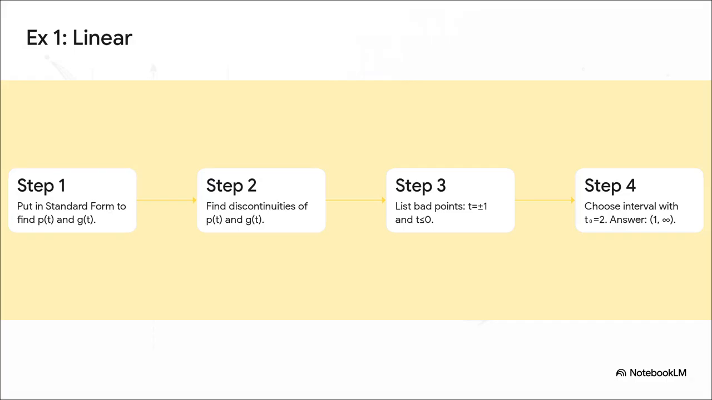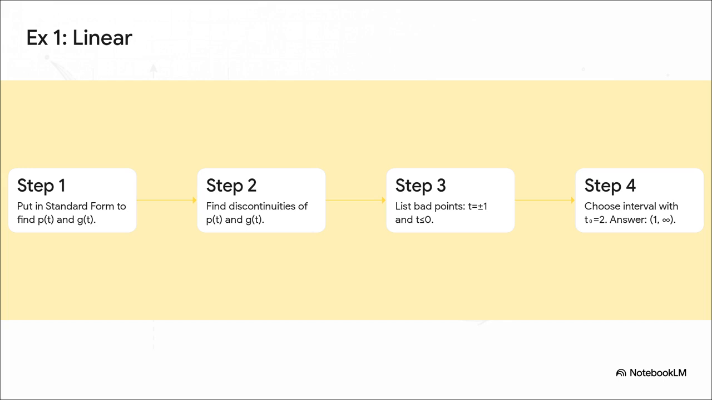Okay, first up, a linear equation. Remember the rule? We don't have to solve it. So step 1, we get it into standard form so we can clearly see our coefficient functions. Step 2, we hunt for any points of discontinuity. Here, we see problems when t is plus or minus 1, and also when t is less than or equal to 0, because of that natural log. Step 3, that gives us our list of bad points.